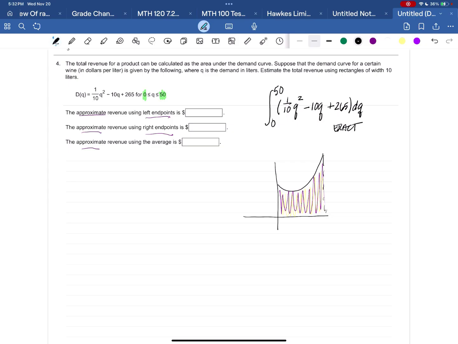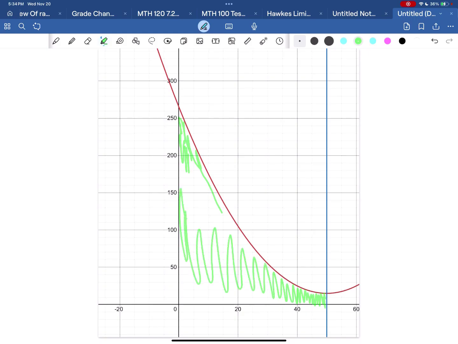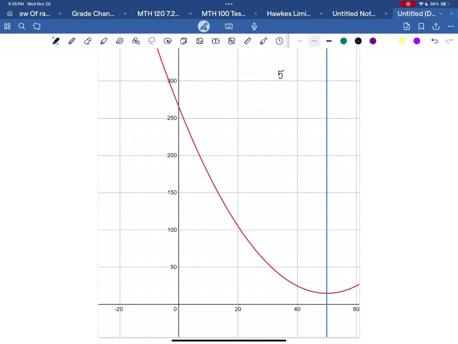Okay. And first they want us to estimate it. So let me show you what they mean by this. And what we're trying to find is this, all the way up to 50. Okay. Now we could do that by integration, but what they told us to do instead is to do it by drawing rectangles with widths of 10. So we've got to go to 50 divided by 10. That means we're going to have 5 rectangles.